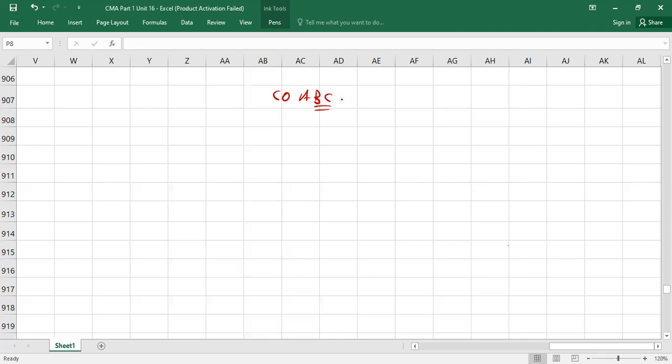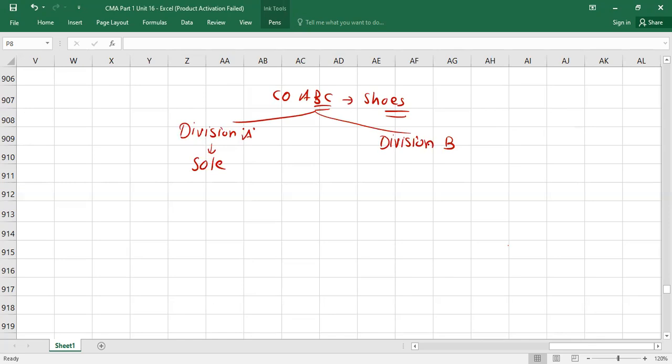ABC, and this company is manufacturing, for example, shoes. And this company has two divisions. The first, let's say we have division A, or you can say factory A, and this factory is manufacturing, for example, the sole of the shoe. And then we have division B, another factory, and this factory is manufacturing the upper of the shoe. And then they assemble the sole with the upper, completing the shoe.